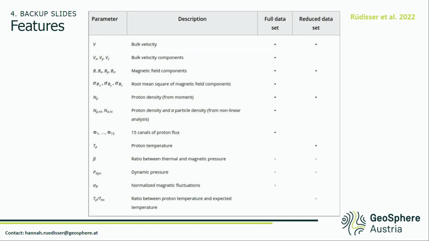So we tried two different sets of features, one we called the full data set and one we called the reduced data set. And what was really interesting is that we thought that the parameters present in the reduced data set would probably be enough to accurately detect CMEs, but for example, the 15 channels of proton flux present in the full data set definitely made a difference when it came to the detection rate, which wasn't used, at least by the person who does the ICME catalog in our group.